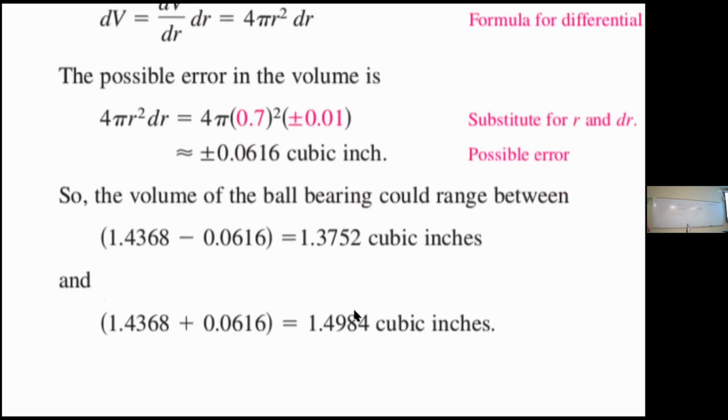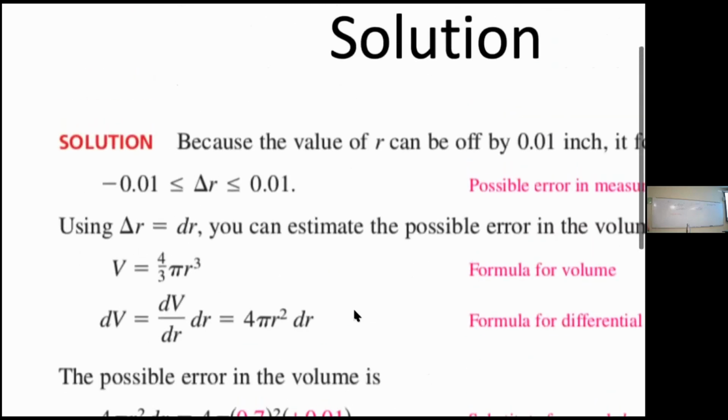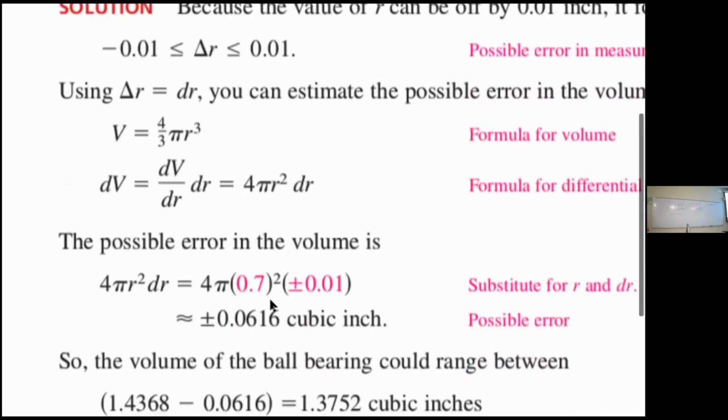I have a question. Yeah. How did they calculate the possible error, plus or minus 0.0? How did they get that number? So that number comes from the fact that dr can be positive or negative 0.01. Yes. So I tried to plug that into my calculator as just plus 0.01, how do you get the 0.0616? Should I just input 4 pi 0.7 squared plus?